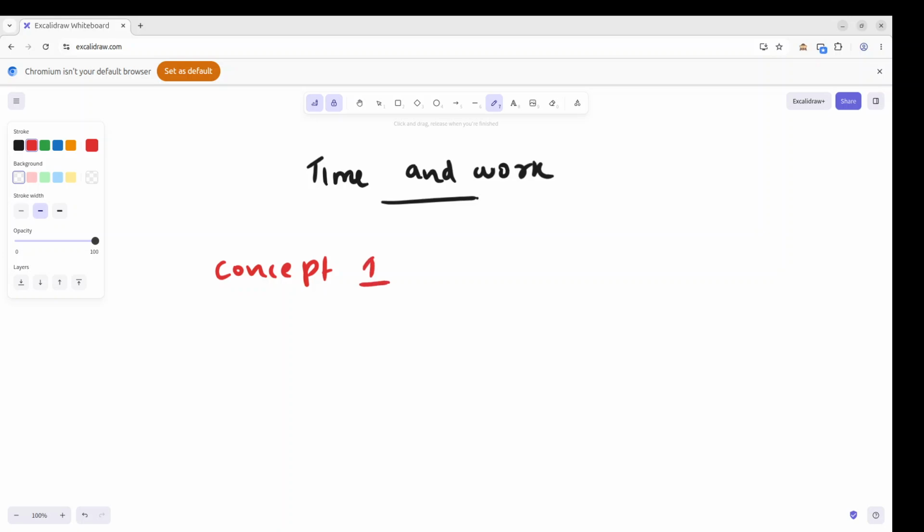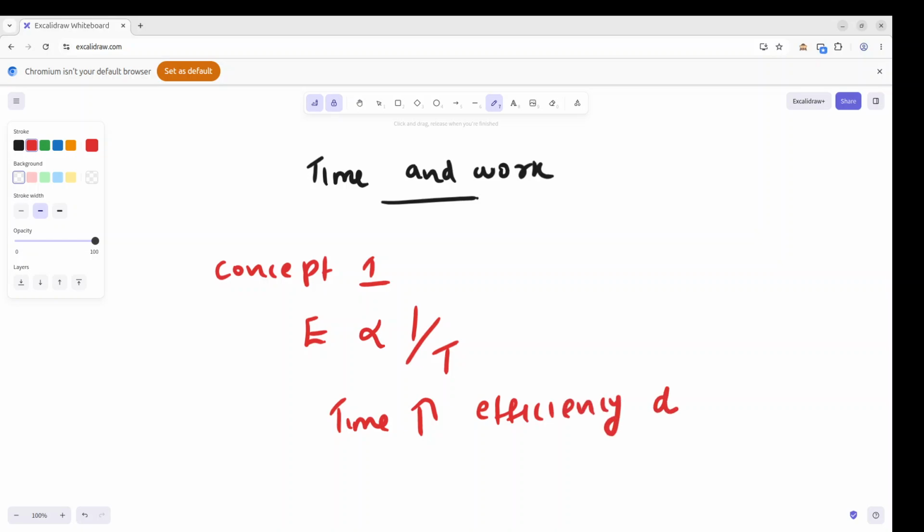Efficiency is inversely proportional to time. That is, E is inversely proportional to time. That means if time increases, then efficiency decreases. That is the efficiency concept.